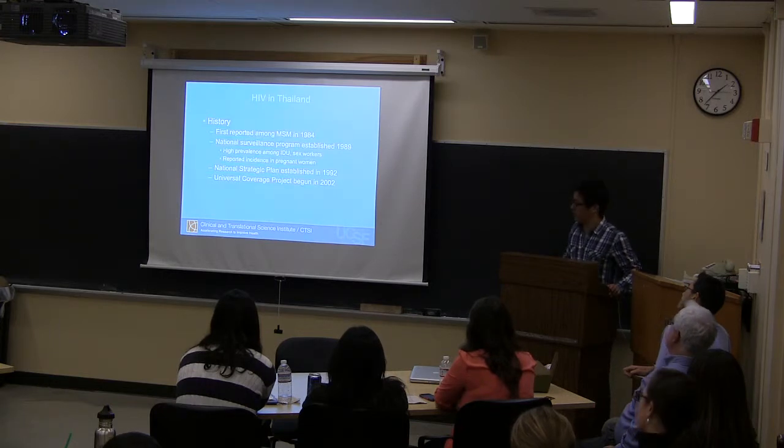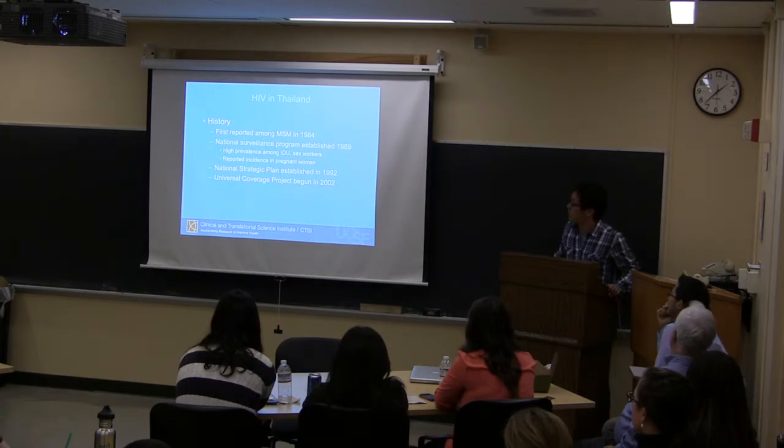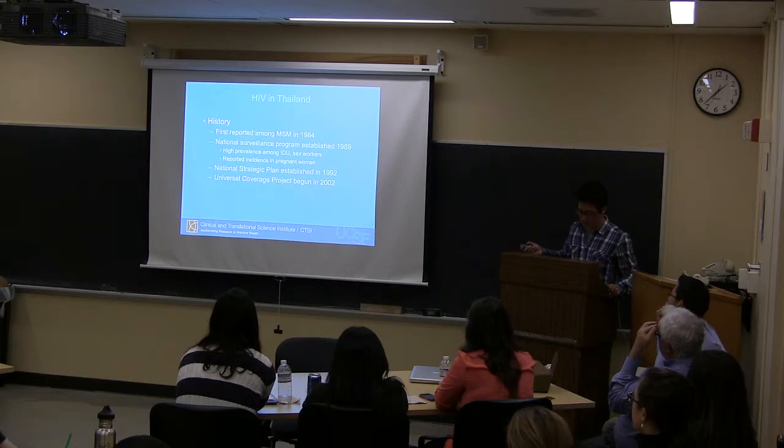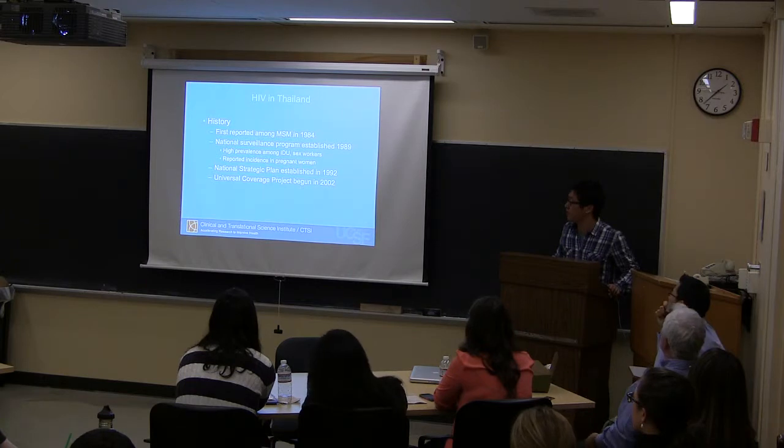And I have a little bit about HIV in Thailand, which I only put in here because this is going to be seen in HIV patients. But the first reported case was in 1984 among 2 men who had sex with men. And then through a series of different programs, they instituted a national surveillance program in 1989, as well as the Universal Coverage Project in 2002, which obligated the government to provide treatment for patients who have HIV.